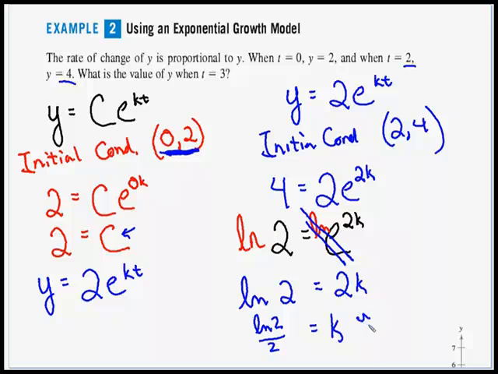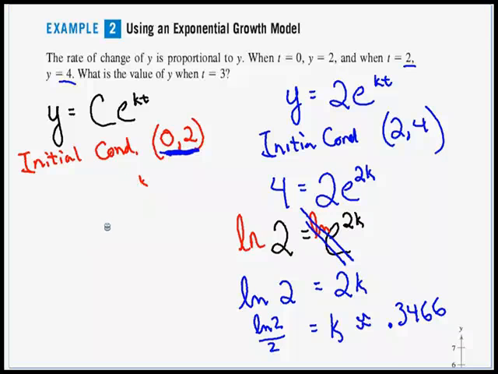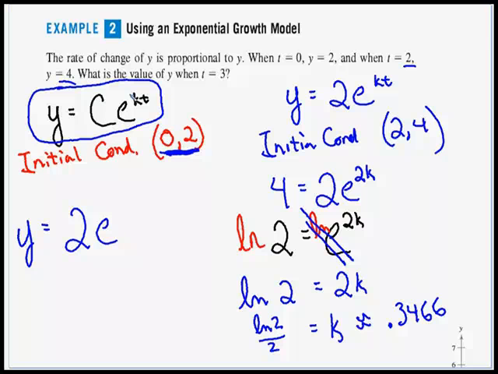And let's get that down to 4 decimals. We'll take that as approximately 0.3466. So let's see, I'll clear a little space here. We've found everything we needed. Back to our original equation, first we solved for c, and we found that was a 2. Y equals 2e, and then we had kt. Down here we solved for k, so that exponent is 0.3466 times t.